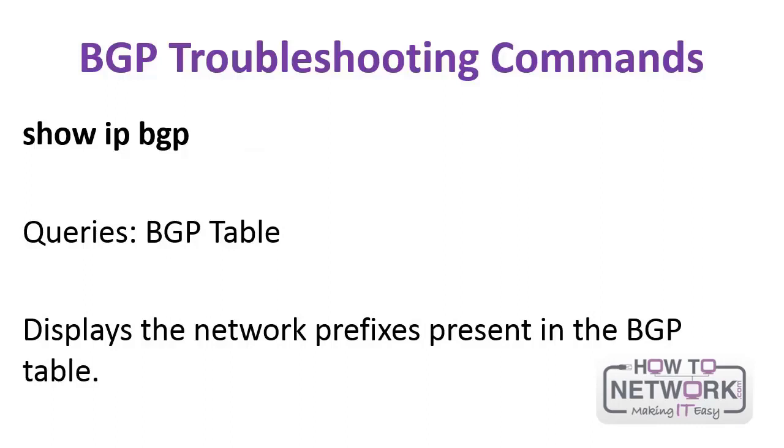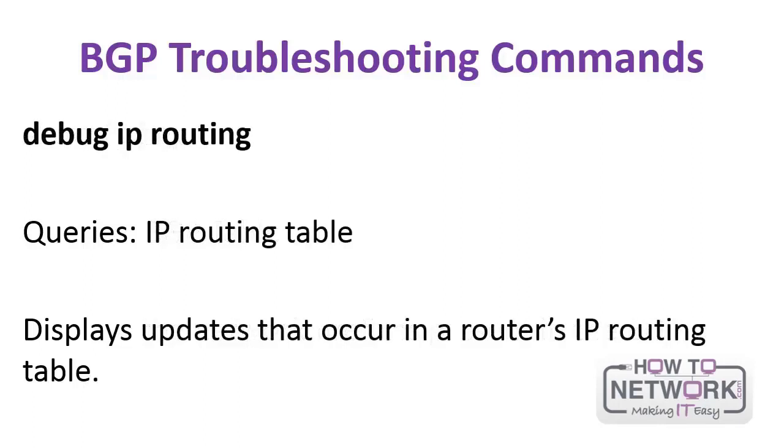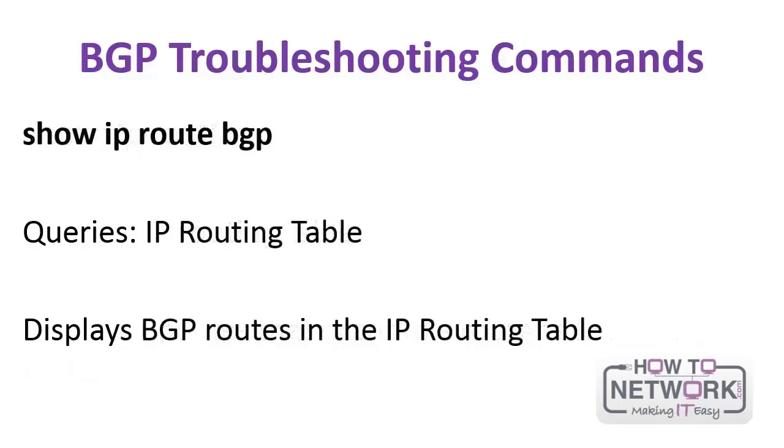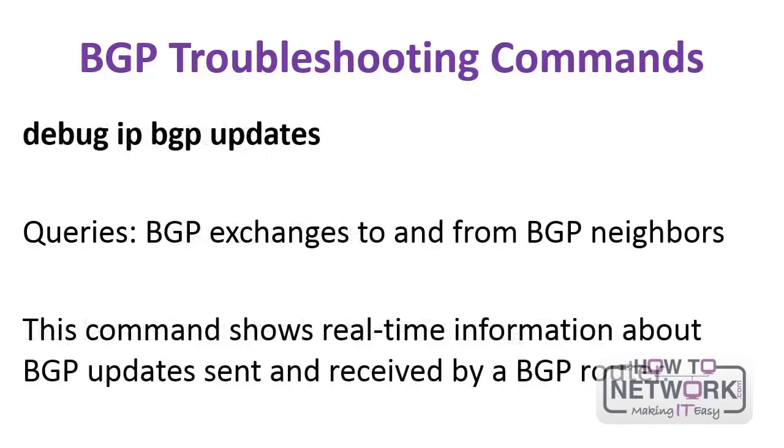There's debug IP routing, which, as you know, is not specific to BGP, but it will display updates that occur in the router's IP routing table, and it gives you an understanding of what's going into the routing table from the BGP table. And then there's show IP route BGP, which can save you a lot of time in digging through interior gateway protocol, other routing protocol routes. And then there's debug IP BGP updates, where you can actually view the BGP exchanges to and from your BGP neighbors if you want and need real-time information about these updates sent and received.